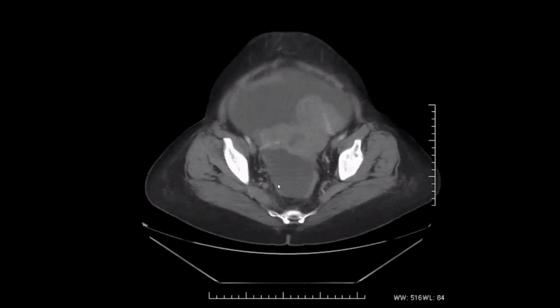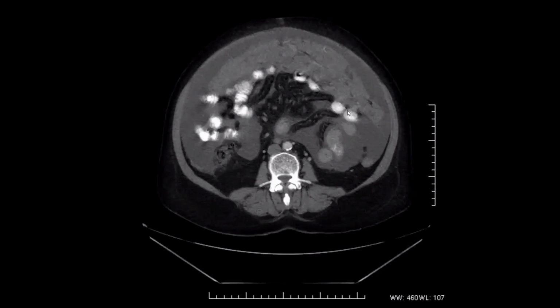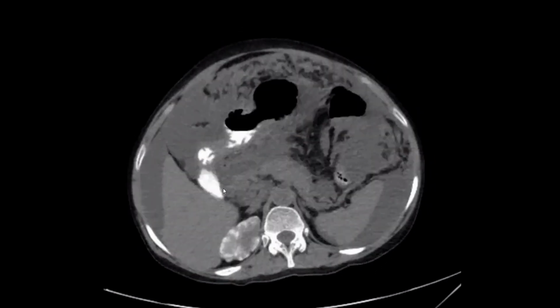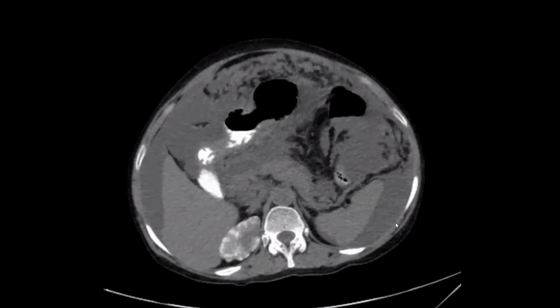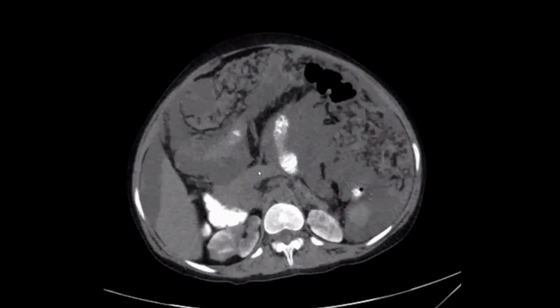This is another case with omental infiltrates and omental caking, which also proved to be tuberculous peritonitis. What do you think about this one? This is another case. Apart from the pyelonephritic changes, the kidneys are small in size with cortical scarring, but we also have here omental infiltrates.